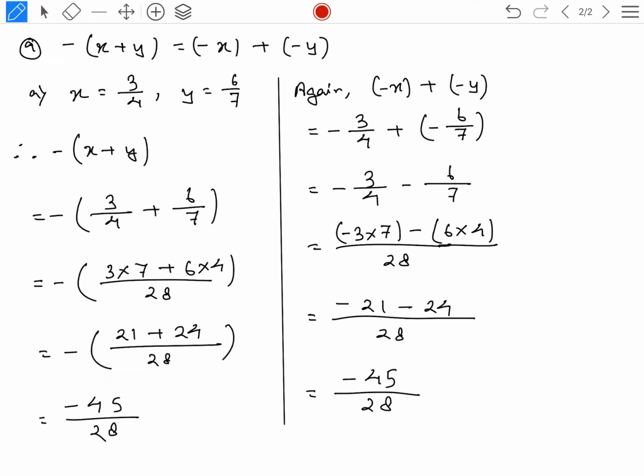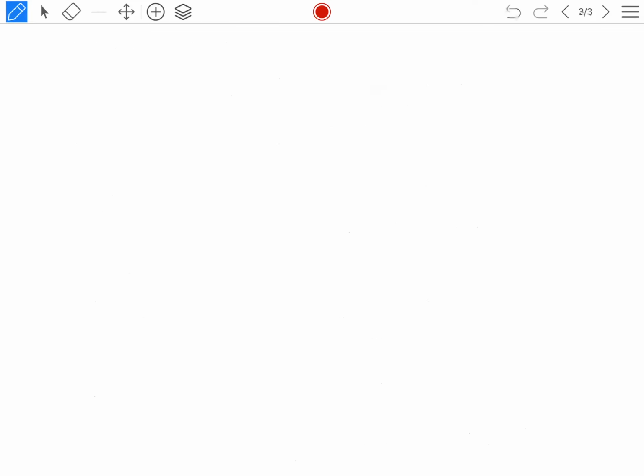From these two, what we have observed is that you can write minus of x plus y is equal to minus x plus minus y. So this is your answer. Understood? Part B you can do by yourself. Question number 10, you see.